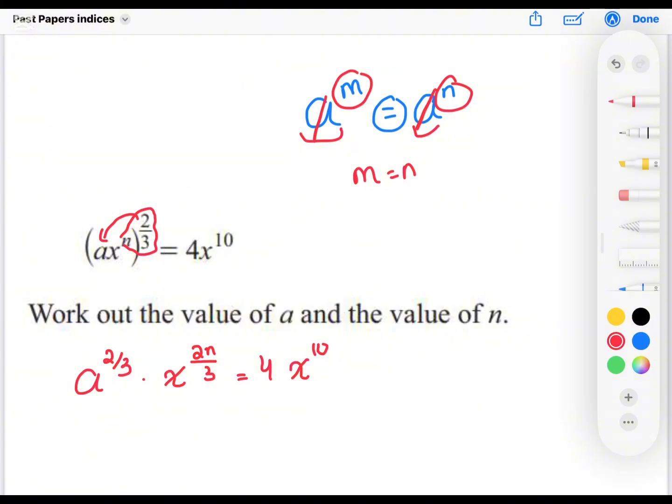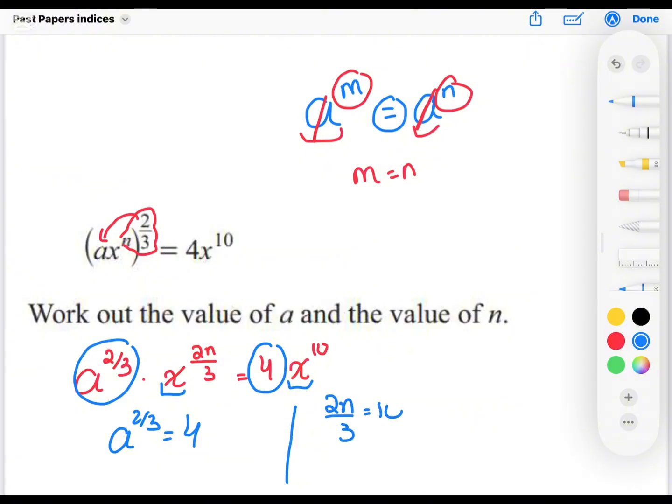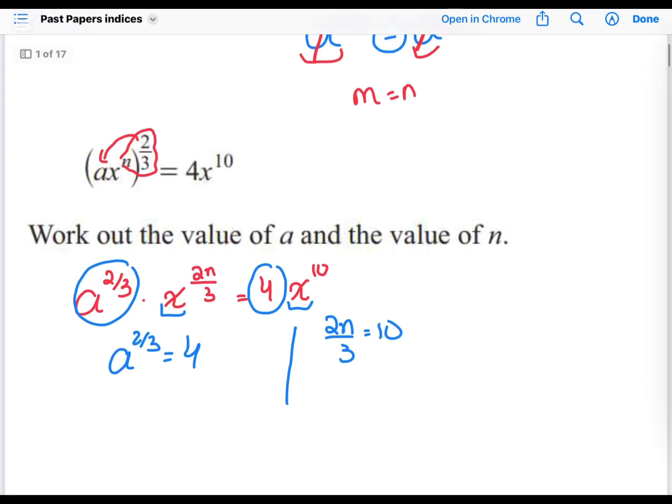So how can we solve this question? We need to find out the values of a and n. Now, as I told you, the rule is that if the bases are the same, then their powers will be the answer. So we will compare this with this. So a raised to the power 2 upon 3 will be equal to 4, and as you see, the bases are the same. The rule is, when the bases are the same, the bases will be cancelled out and the power will become the base. The power is 2n upon 3 equal to 10. I hope you understand this step of what I did.